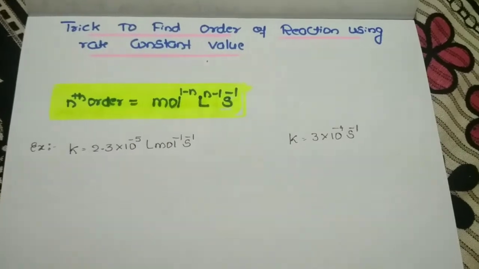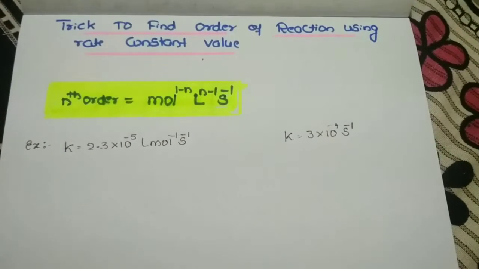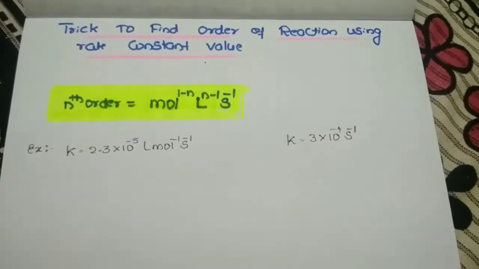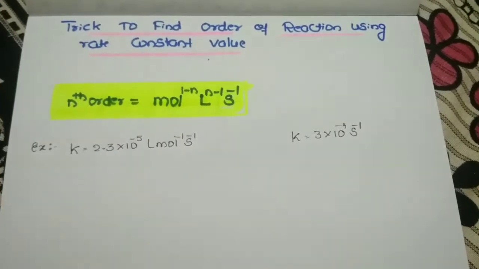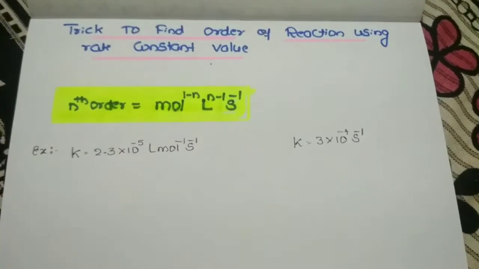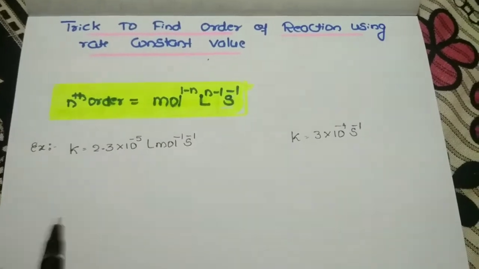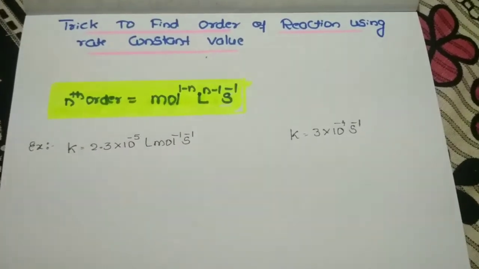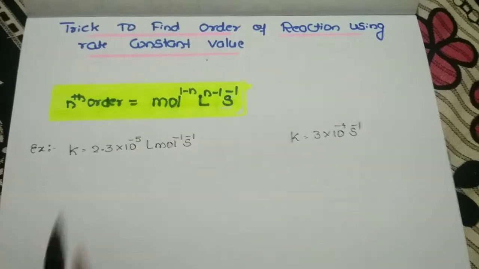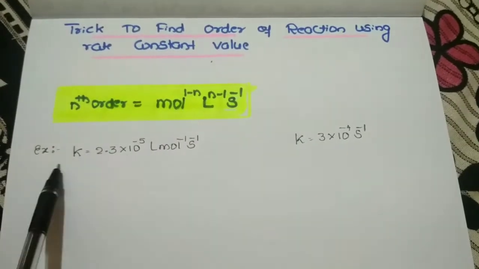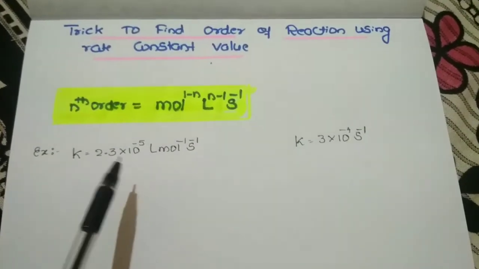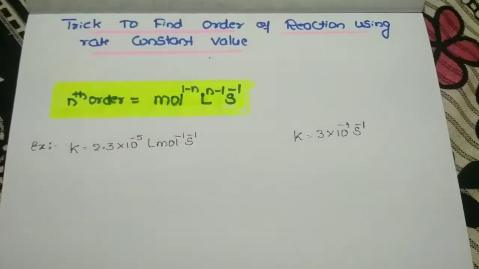This video is about the trick to find out the order of a reaction using the rate constant value. This is from the chemical kinetics chapter. In your Karnataka CET exam, or it might be in your theory exam, some questions will appear where the unit will be given and you need to find out what is the order of a reaction.